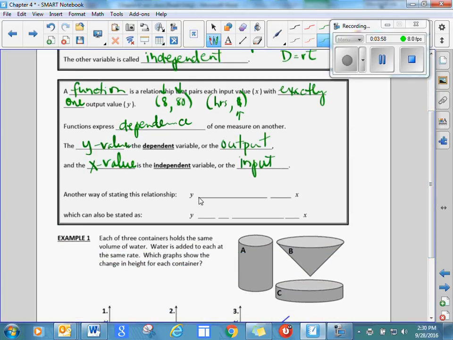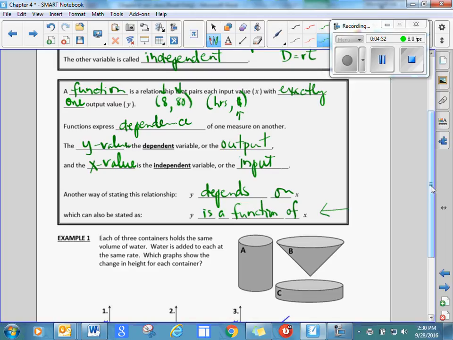So another way of stating this relationship is what I just said. Y depends on x, which can also be stated y is a function of x. So both of these say the same thing, but the function term is really the more proper mathematical term that you're going to hear a lot in algebra and beyond, actually into calculus. So we're going to start using that terminology more than depends on.